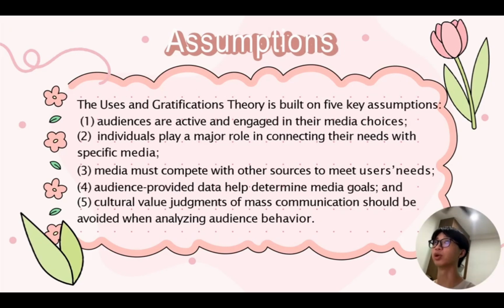So next we will talk about the assumptions. Uses and gratifications theory has five main ideas. First, people are active when choosing the media they want to consume. They are not just passive. And the second, individuals play a key role in linking their needs to specific media. Third, media has to compete with other sources to meet people's needs.